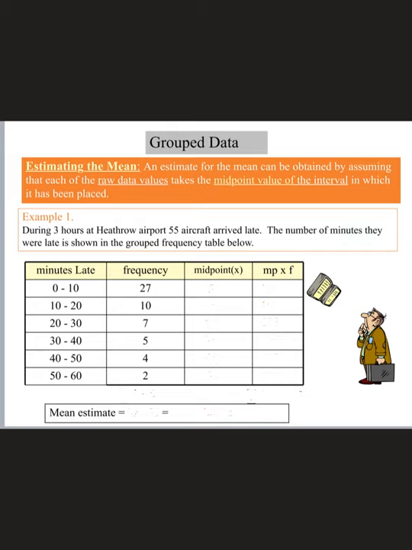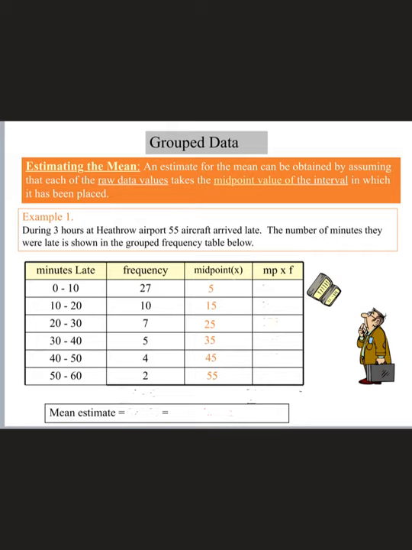Okay, so the example says, during 3 hours at Heathrow Airport, 55 aircraft arrived late. The number of minutes they were late is shown in a grouped frequency table. So what we need to do is find the midpoint first. The midpoint of the minutes late for the first one would be the middle value of 0 and 10, which is 5. The second one will be 15, and so on. We'll get the midpoint values.